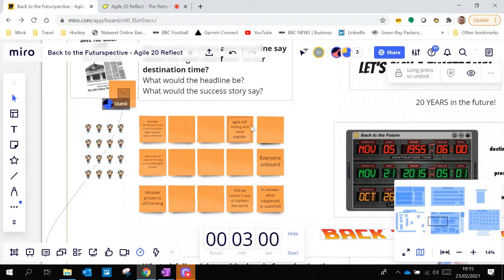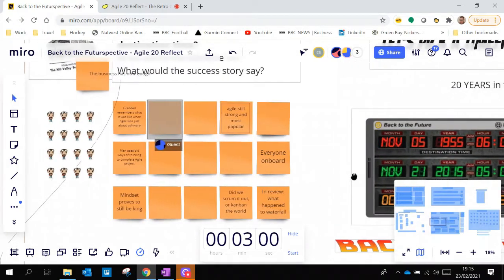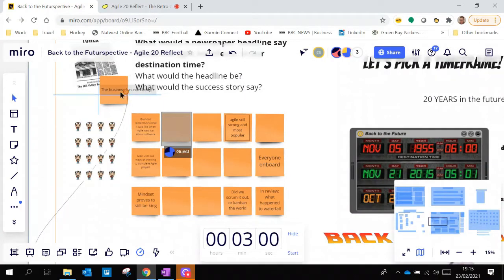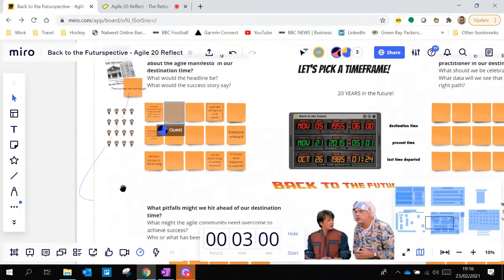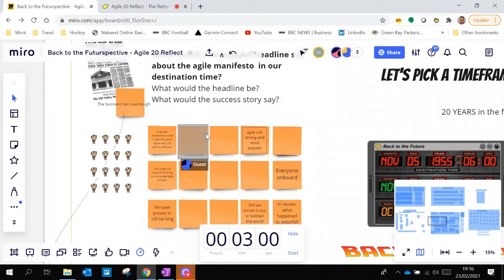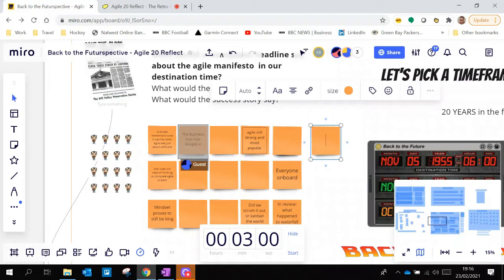So Agile's still strong and most popular. Did we Scrum it out or Kanban the world? Mindset proves to be king. The business has now bought in.